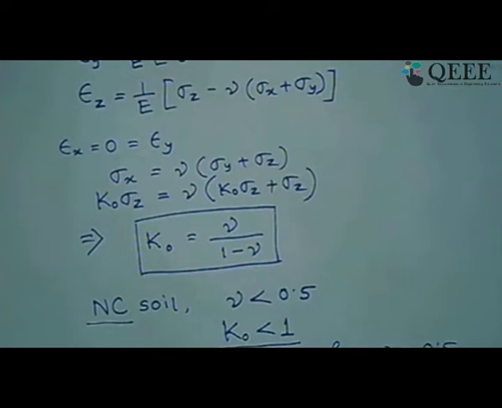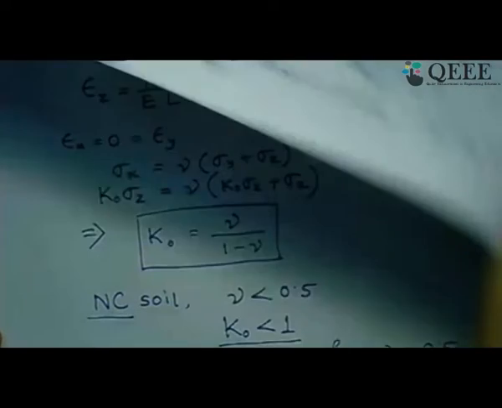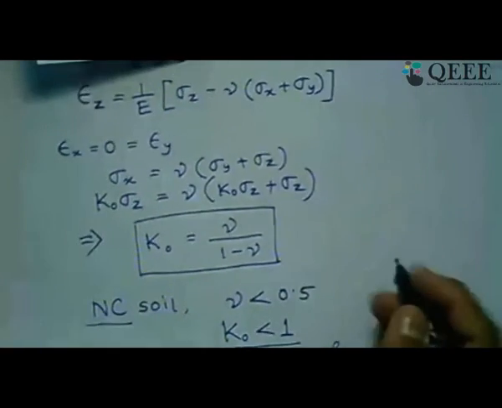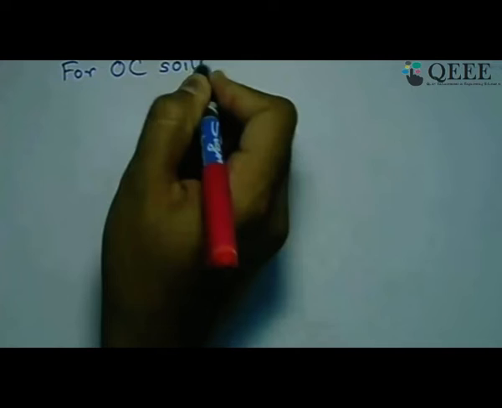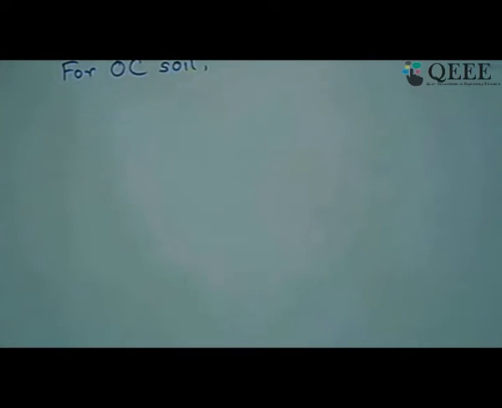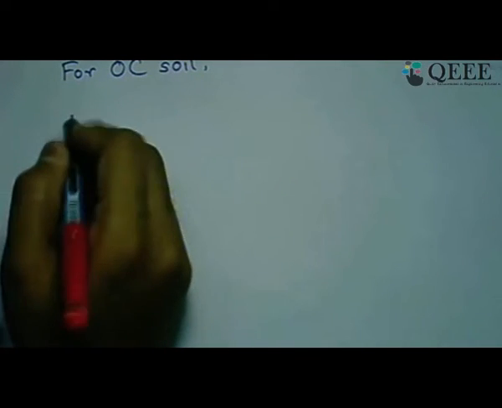But if it is over consolidated soil, in that case K naught can be more than 1 also. So where K naught can be more than 1, let us write down here. For OC soil, that means over consolidated soil, over consolidated we all know is soil which was earlier subjected to higher load or stress level.